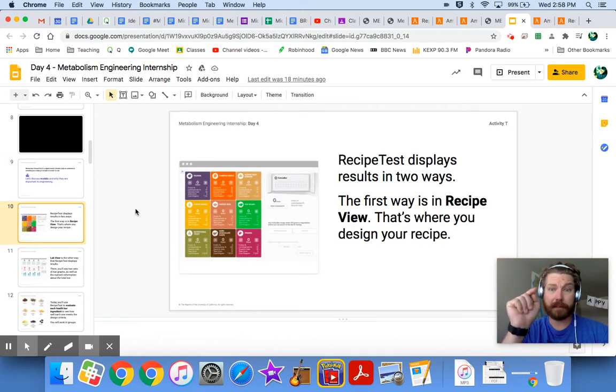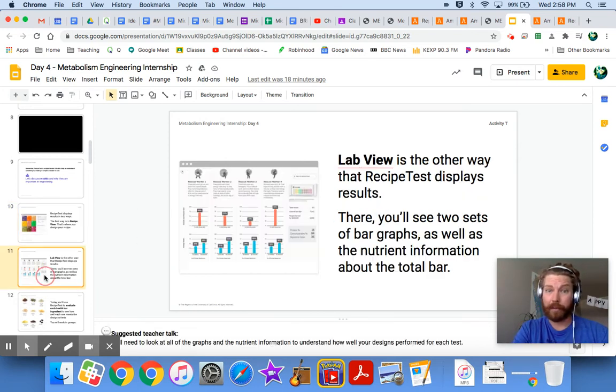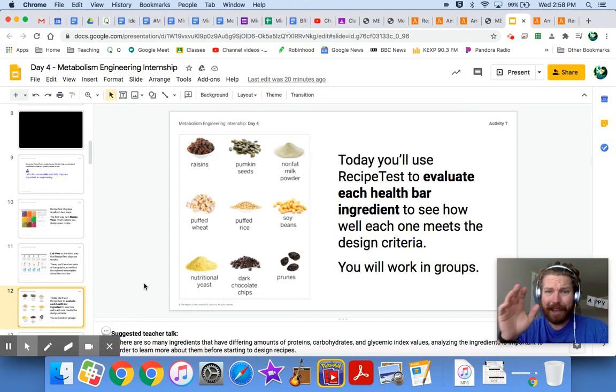Recipe test displays results in 2 ways. The first way is in the recipes view, that's right here, but then there's also the lab view right here. And this, as it showed in the video, is where we will see all sorts of information about our test subjects, about their metabolic needs, for growth and repair, for energy. So today, we are going to use recipe test to evaluate each health bar ingredient to see how well each one meets the design criteria.